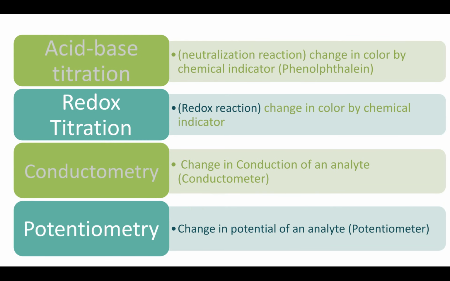So in potentiometry, as you can see from the name itself, there will be a change in potential of the analyte, right? In acid-base titration there was a change in pH, in redox titration there was a change in oxidation number, but in potentiometry you will observe the change in potential of an analyte, and that is indicated by the potentiometer. So instead of a third chemical to indicate, we'll use the potentiometer to indicate the endpoint.